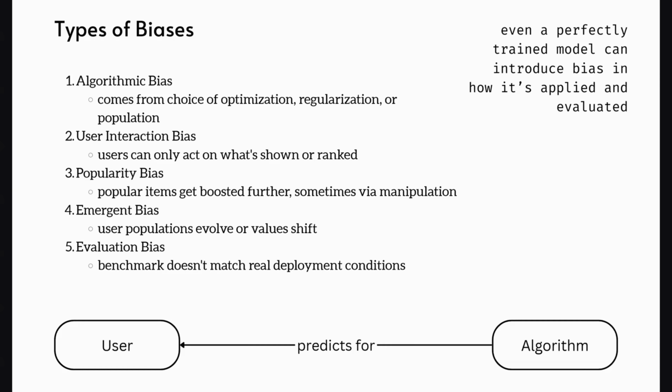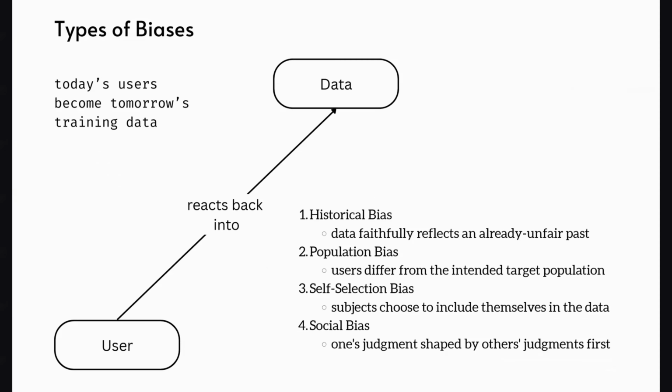Benchmark does not match real deployment conditions. Basically, you have always tested on clean lab photos, but now your model is actually facing bad lighting and phone camera pictures. So you are not using your algorithm in a correct way. The last is the user to data edge, where the user reacts back into the data. For example, today's user would become tomorrow's data.